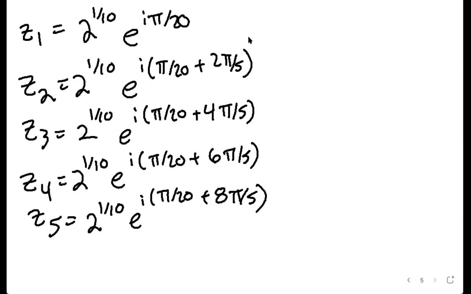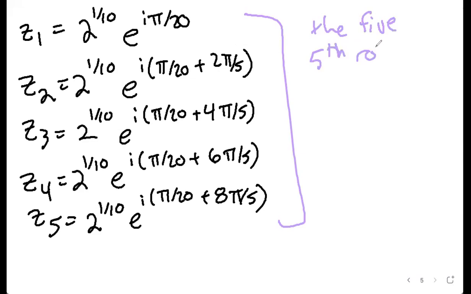These are the 5 5th roots of 1 plus i. These numbers are the 5 numbers that satisfy z to the 5th is equal to 1 plus i. Okay, so in some sense, we're done.